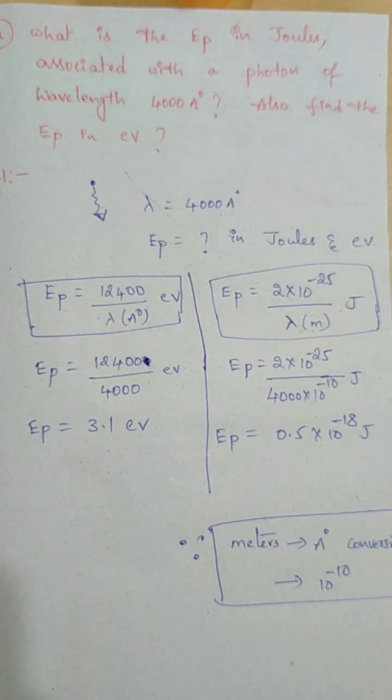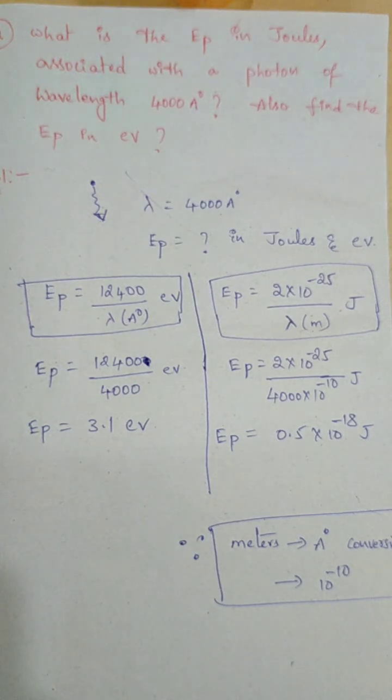In this video, we are going to calculate one more problem based on the photoelectric effect. The question is, what is the energy of a photon in joules associated with a photon of wavelength 4000 angstrom? And also here we need to find the energy of the photon in electron volts. You must remember that in modern physics we need to calculate everything in electron volts only. That is the main key point here.